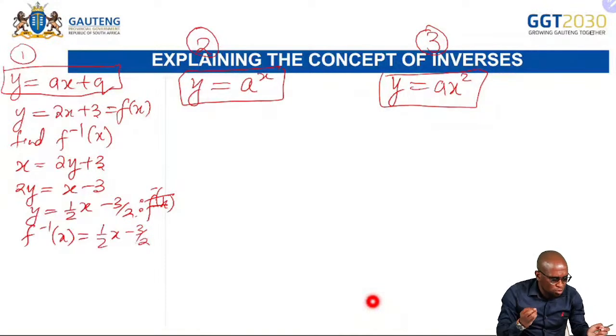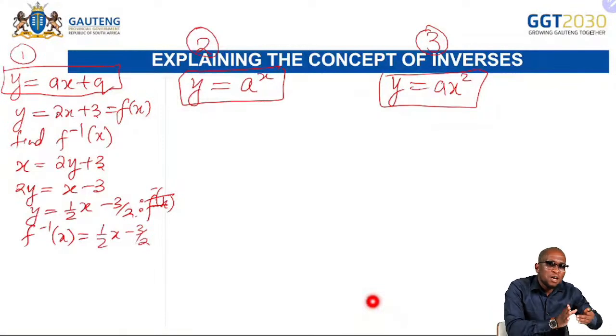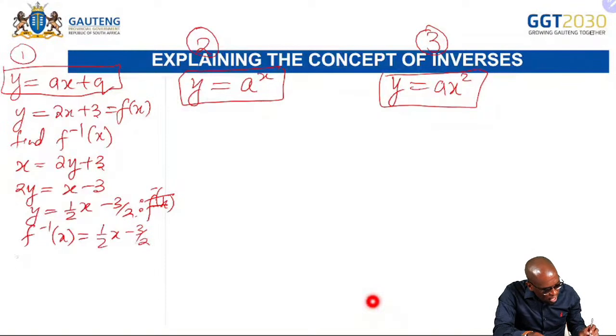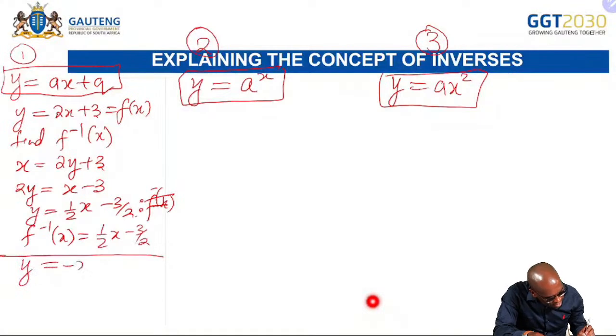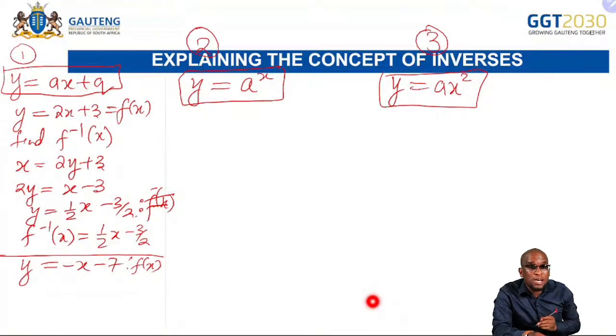But remember, it is also important to note that some of these functions are terminating functions. They do not have a domain that is minus infinity to infinity. At times they terminate. Now I want to show you something interesting here. Suppose that you are given y is equal to minus x minus 7, and you are required to find the inverse. This is f of x. You are required to find the inverse.